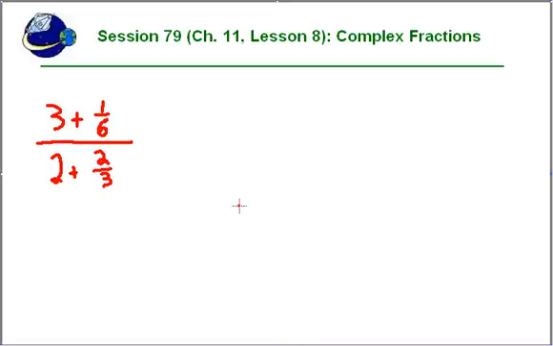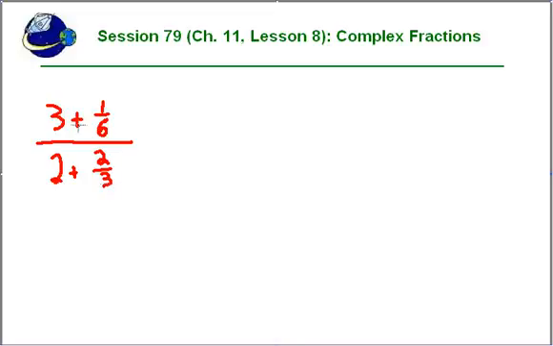Here in session 79, we're going to discuss and demonstrate how to solve problems that include complex fractions. Simply put, a complex fraction is a fraction that has one or more fractions in either its numerator or its denominator or both. Here we have a problem, 3 plus 1/6. This is the entire numerator divided by 2 plus 2/3. The 2 plus 2/3 is our entire denominator. And as you can see, 1/6 is a fraction that's part of our numerator, and 2/3 is a fraction that's part of our denominator. So how do we go about solving these types of fractions?